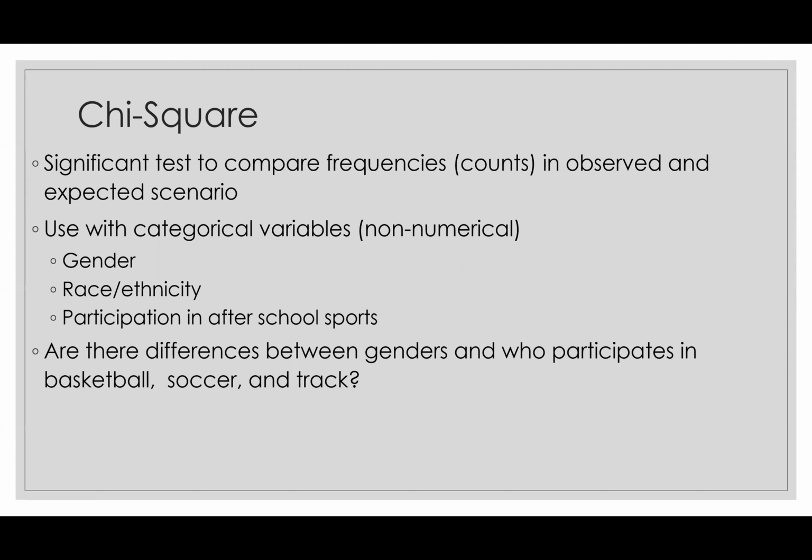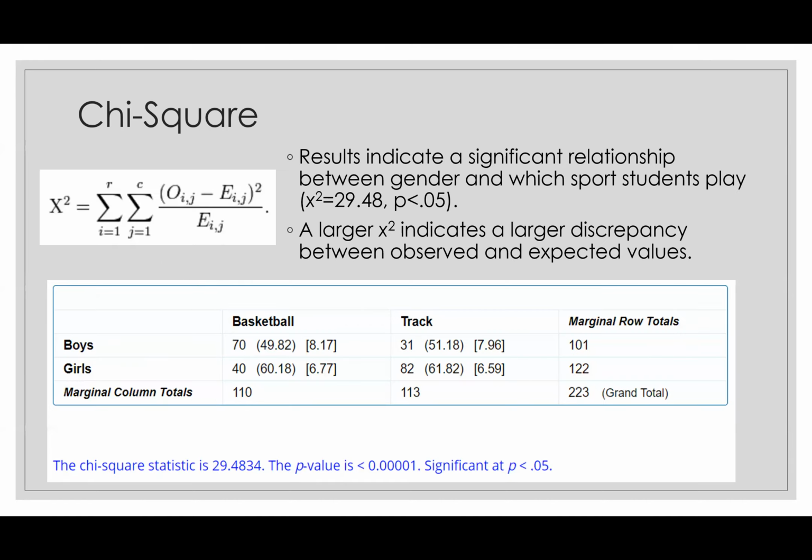So here we're wondering if there's a difference between genders and who participated in sports. And in the example, I actually knocked out soccer, so it's just basketball and track. And here is our formula. And again, we're looking at observed and expected outcomes. And so that's what the O and the E are in the formula. And those fancy looking E's, those just mean sum, right? So the results indicate here that there is a significant relationship between gender and which sport students play.